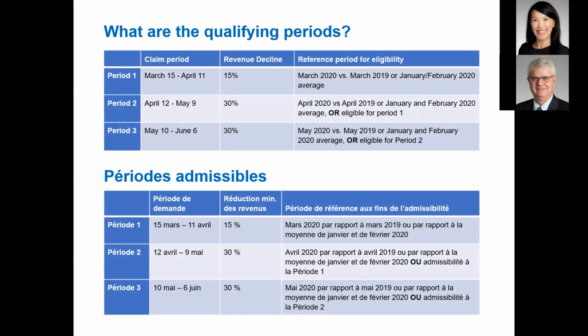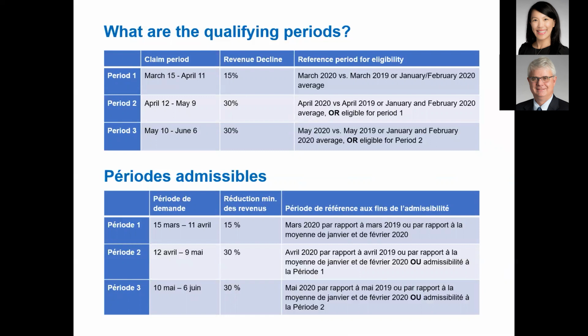So this slide here is really reproduced from what is presented on the Finance Canada website. What it is trying to do is illustrate the claiming periods, the required revenue reduction for that period, and the reference period for which to perform the revenue test on. So if you take a simple example, let's assume that the employer has decided to use the default comparison as their benchmark, i.e. the year-to-year comparison.